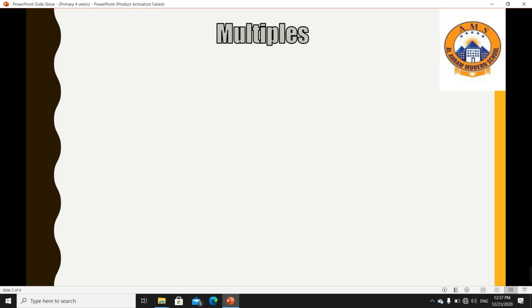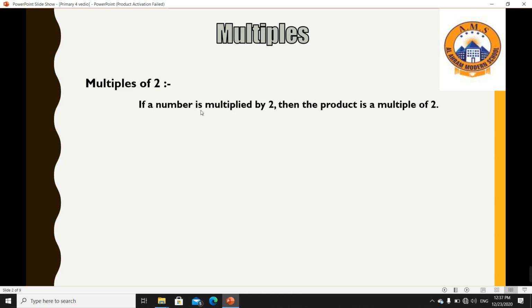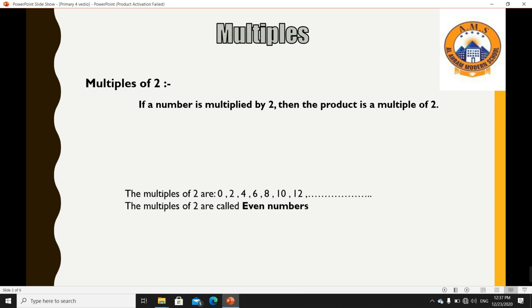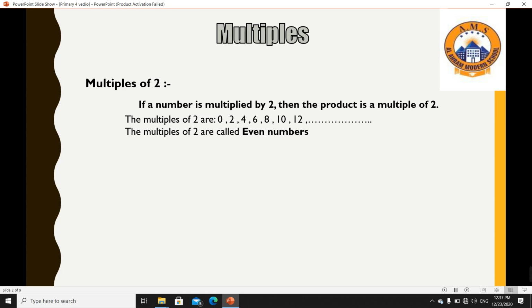Yes. The product or the results in our tables are called multiples to these numbers. What does this mean? Let's start with 2. First, what are the multiples of number 2? Any number multiplied by 2, then the product is a multiple of 2. So, do you remember table 2? Yes. 0, 2, 4, 6, 8, 10, 12, 14, 16, 18, 20, and so on. Okay, can you recognize that all the multiples of 2 are even numbers? So any even number is a multiple of number 2.